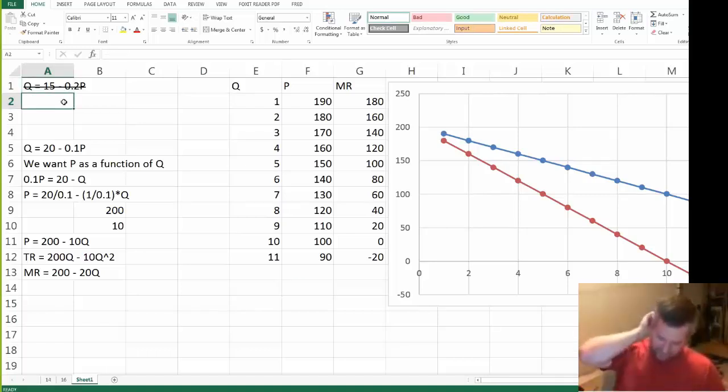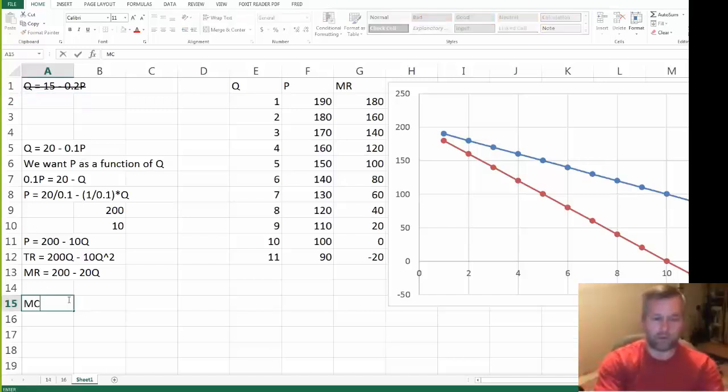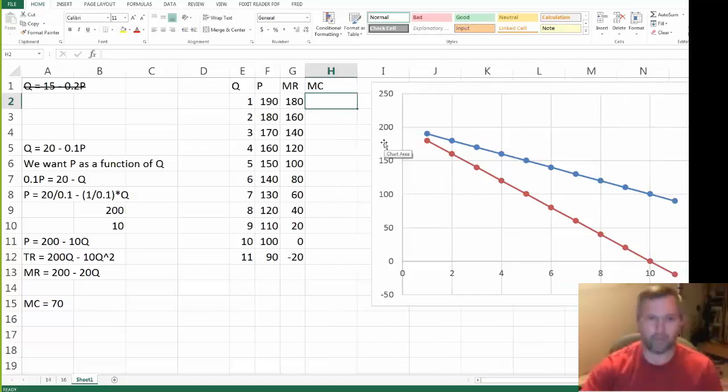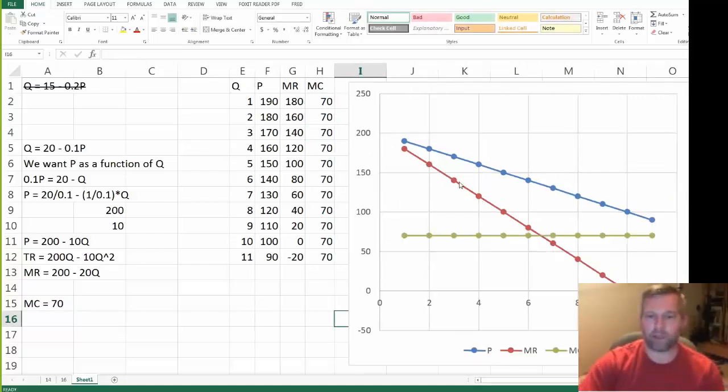There's other information in the question that you may need and may not need. Let's say marginal cost for us will be 15. That's pretty small. We'll call ours 30. Well, we'll call ours 70. Not sure how this will work. I'm just making these up on the fly. But if this marginal cost curve is constant, this will just be 70 no matter what the quantity is. So here's my price line, here's my marginal revenue line, here's my marginal cost.